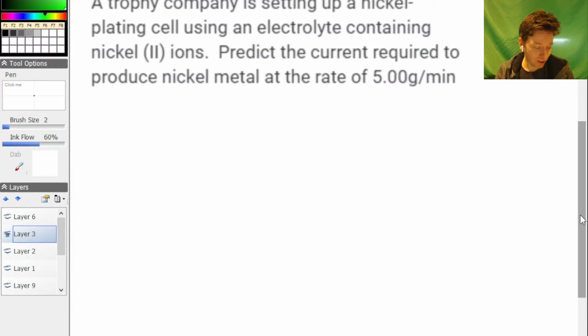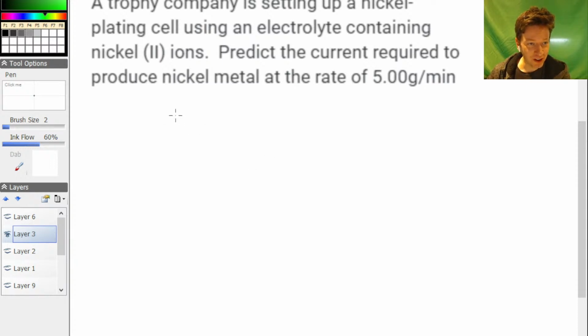So I got one more that we are going to do. And this is sort of a stoichiometry question, but it will contain a little twist here. Let's go to black. So here we have a trophy company setting up a nickel plating cell using an electrolyte containing nickel 2 ions. Predict the current required to produce nickel metal at the rate of 5 grams per minute.